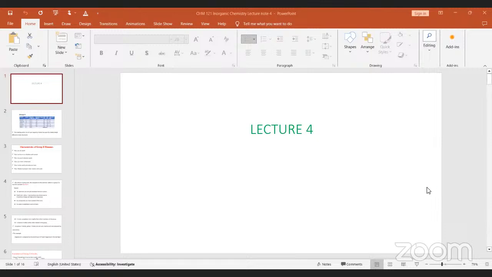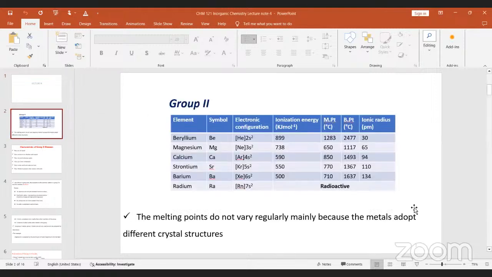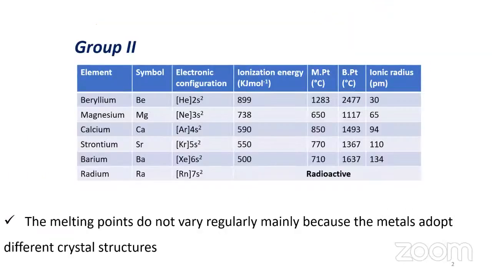Okay, so today we continue with our S block elements. Last week, Friday, we looked at group 1, that is the alkali metals. So today we are going to look at the group 2 elements, which is usually known as the alkaline earth metals. For our group 2 elements, we have beryllium, magnesium, calcium, strontium, barium, and radium.